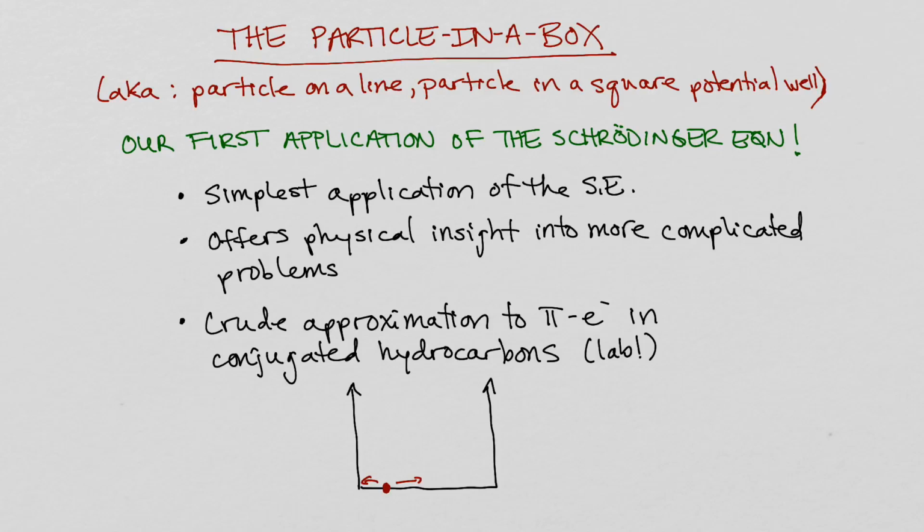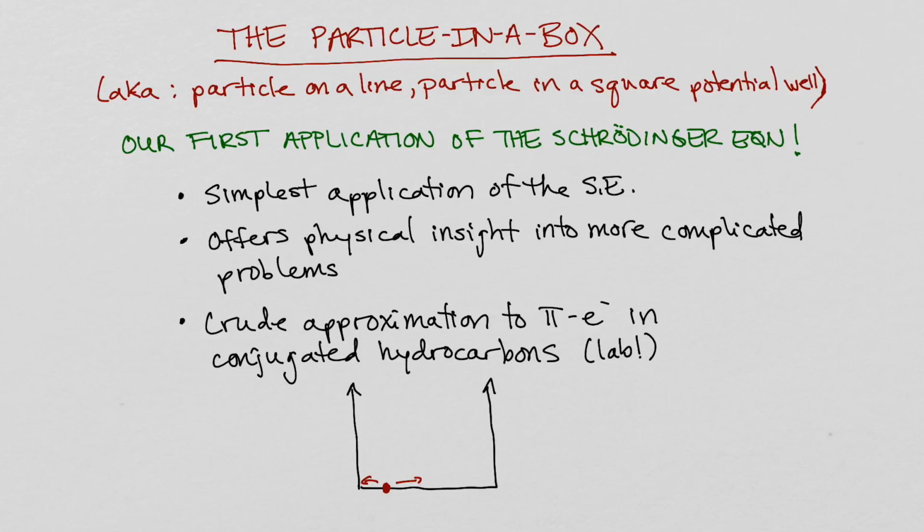Okay, so why do we care about a particle stuck in a box? Well, first of all, it's the simplest application of the Schrodinger equation that we can work with, so we like it for that reason. It gets us started kind of nice and easy with applications of our Schrodinger equation. It does offer some physical insight into more complicated problems, so you'll see applications of this particle in a box theory to a number of areas.